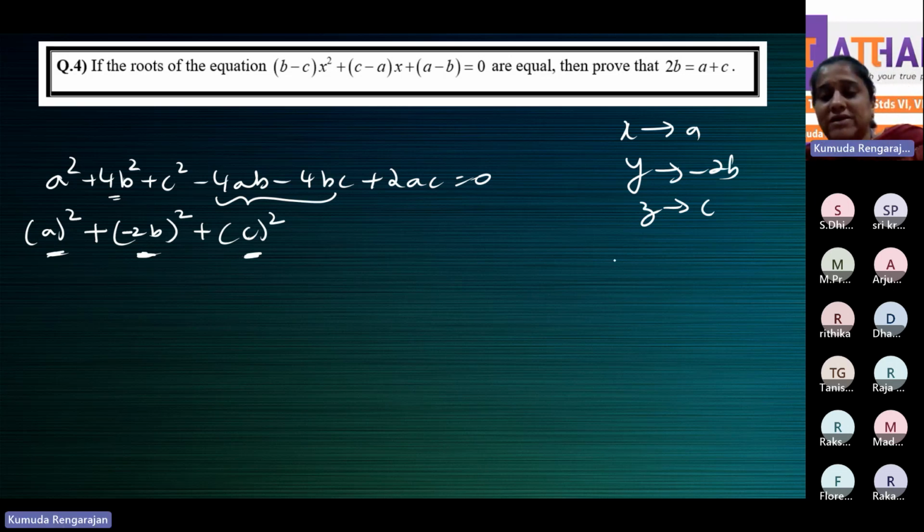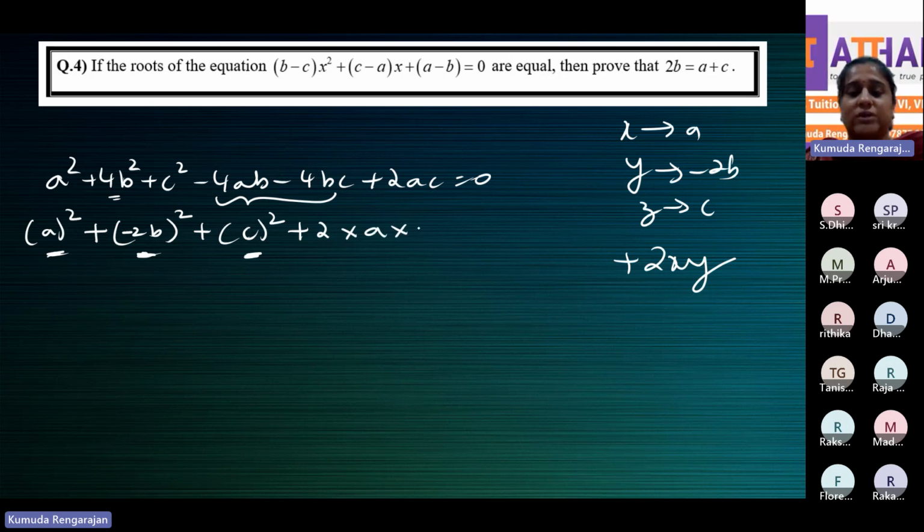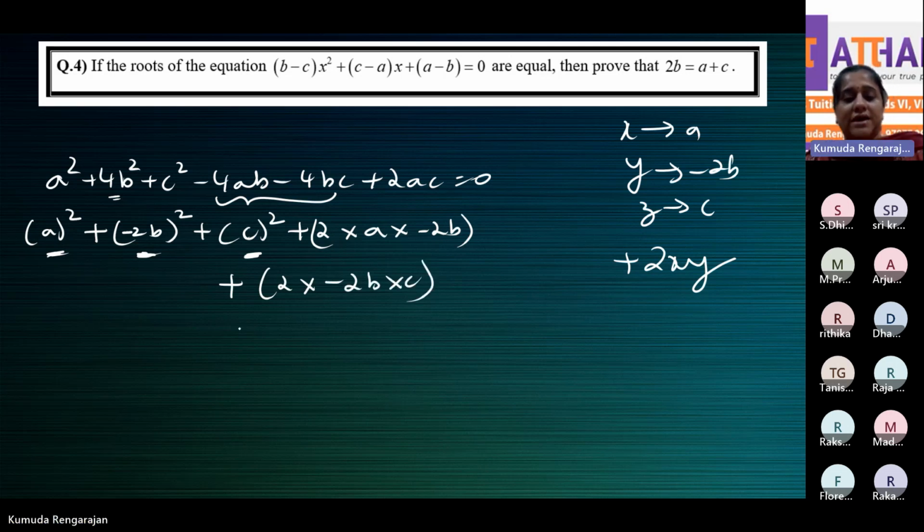Now we will have to write plus 2xy, plus 2yz, plus 2xz. So it will be plus 2 into x, which is a, into y, which is minus 2b. Now the identity says plus 2yz. So 2 into y, what is y? Minus 2b, into z. Again plus 2 into c into a.